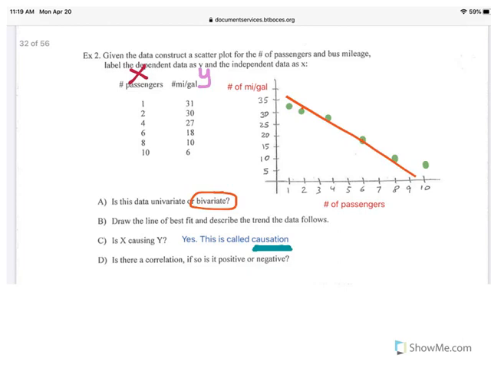Part D says, is there a correlation? If so, is it positive or negative? Clearly, this is a negative correlation because as the number of passengers increases, the number of miles per gallon decreases. So this is a negative correlation.